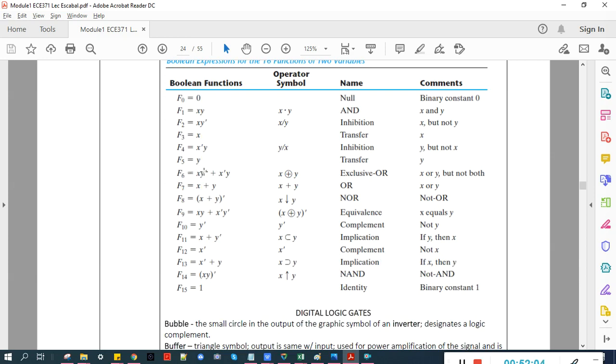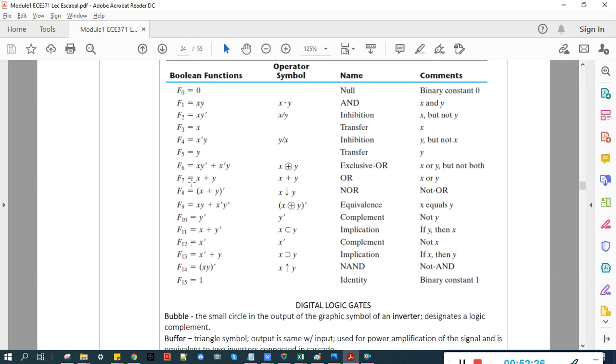f6 is equal to xy prime plus x prime y. Now this is the symbol for exclusive OR. Given the two inputs, x or y but not both. Either x or y is 1, but the other should be 0. That's exclusive OR. Then f7, x plus y. This is the OR operation.